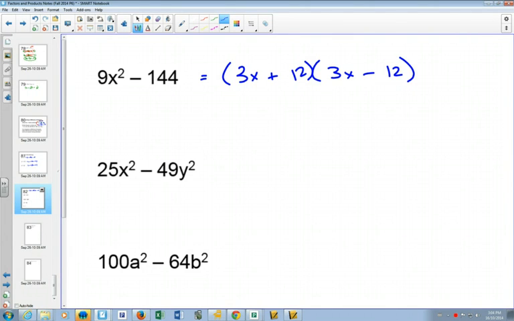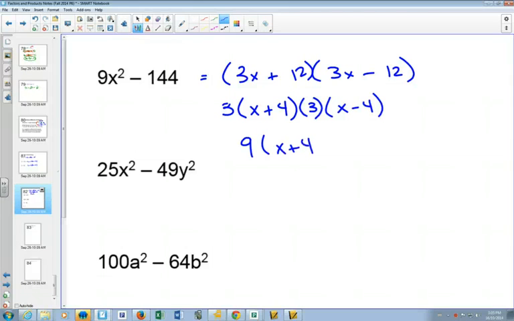Because there is a common factor in each of those. There's a common factor in 3 and 12. What could you pull out? You could pull out a 3, leaving you with x plus 4. Is there a common factor between 3x and that 12? Yes. You could pull out another 3, leaving you with x minus 4. Those 3's could be put together, and you'd have 9 times x plus 4, x minus 4. So you have to keep factoring until there's no common factors and everything is factored completely.